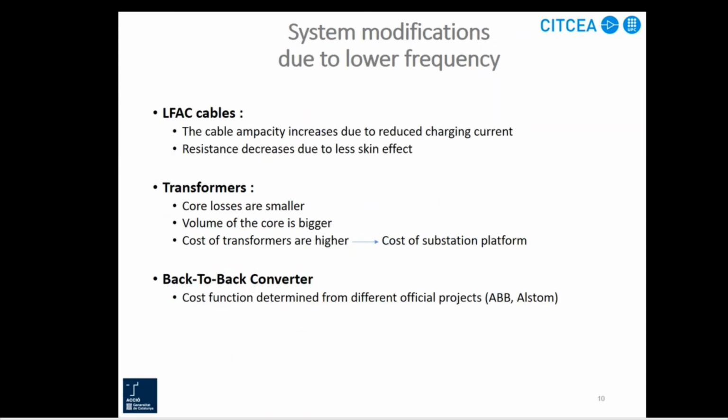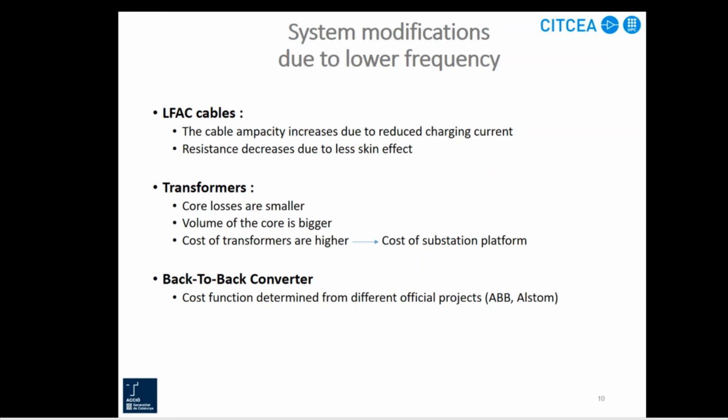What is different in low frequency systems than in HVAC systems, due to the lower frequency, is that we have some system modifications and improvements and also a bit of drawbacks. The first change is in the low frequency cables. Due to the lower frequency, we have reduced charging current and more space for active current, therefore the cable ampacity increases. Also we have the resistance and the skin effect. Due to the lower frequency, we have less skin effect, and therefore the resistance decreases, and therefore the power losses in cables operating at lower frequency are less.